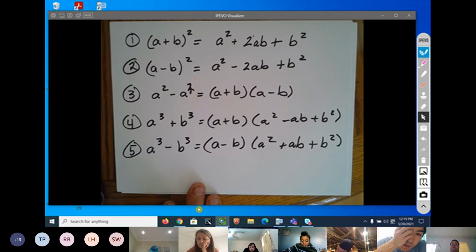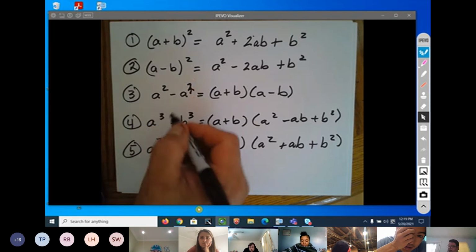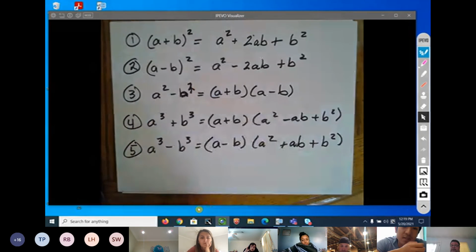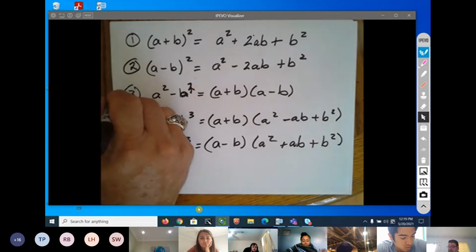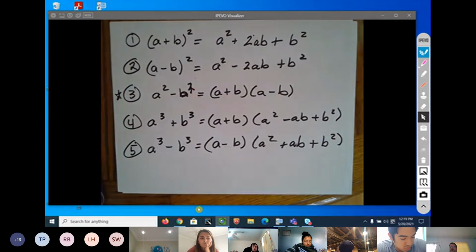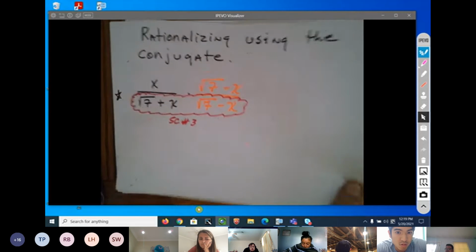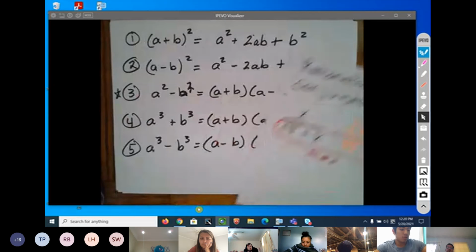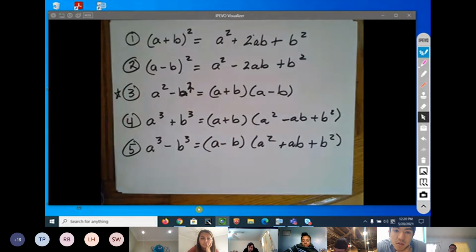So is that third one a squared minus a squared? I'm sorry, b squared. Okay, now when you conjugate or when you rationalize, you're basically setting up for shortcut number 3. And that's what you have right here. Give you another minute, another second or two to write those down. Y'all remember them now?